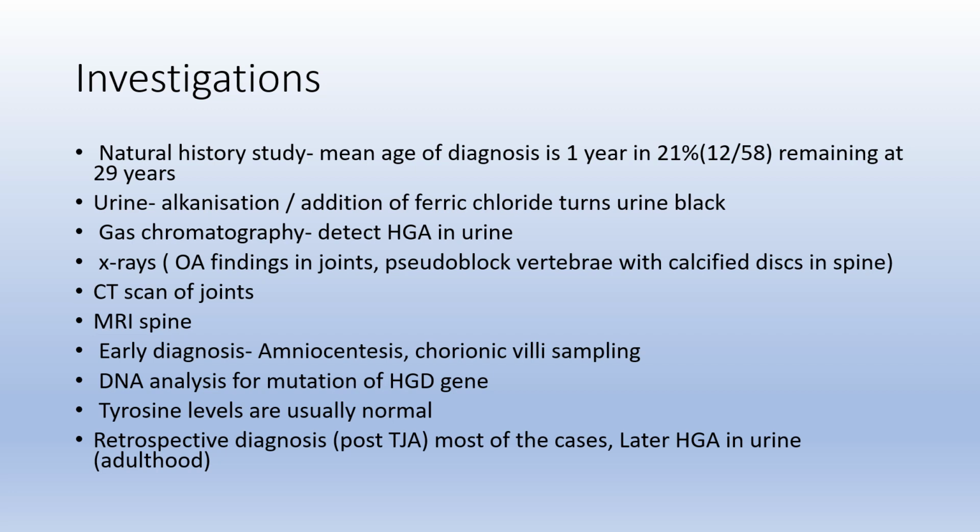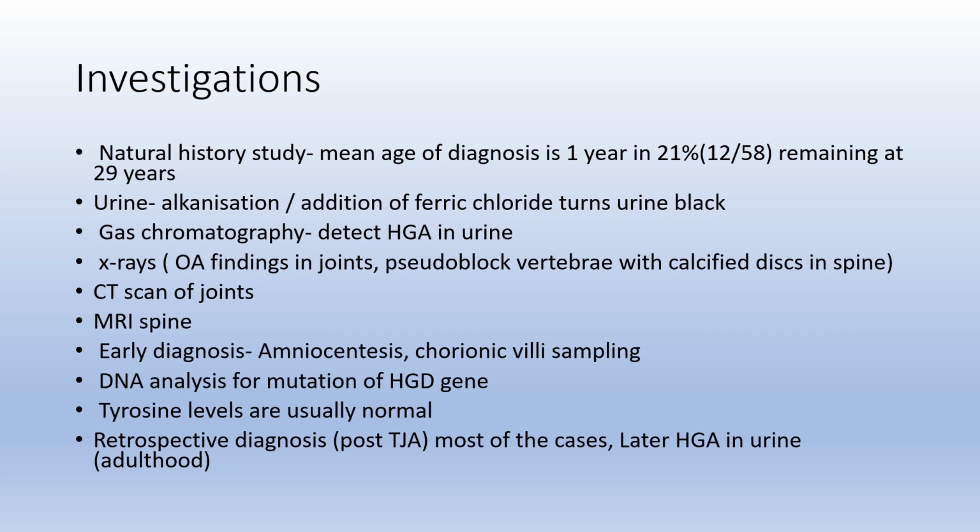The diagnosis can be confirmed by urine analysis, by subjecting the urine to alkalinization or the addition of ferric chloride, which turns the urine black. The other method, which is of particular use and of high sensitivity, is gas chromatography of urine, which leads to the detection of HGA in urine.